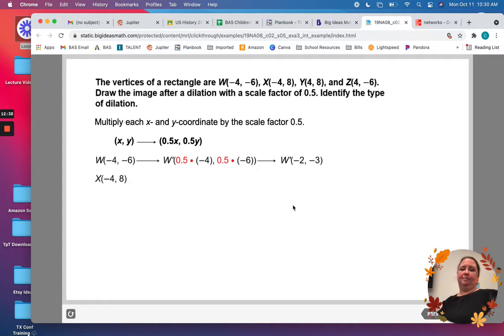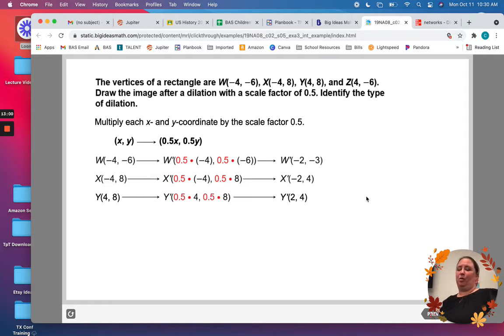Very good. X, we have -4 and 8. Multiply those times half. -2 and +4. Very good. Excellent. Y value, 4 and 8 times a half. 2 and 4. There you go. 2 and 4, both positive.